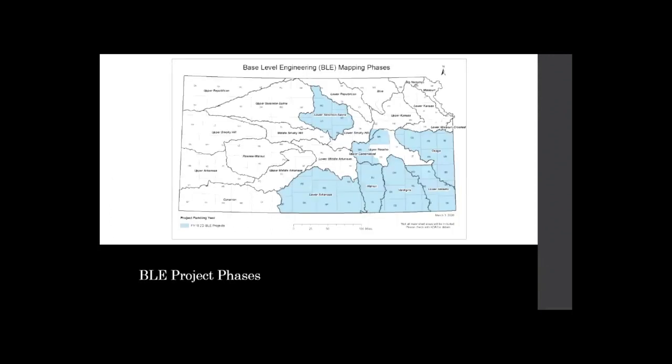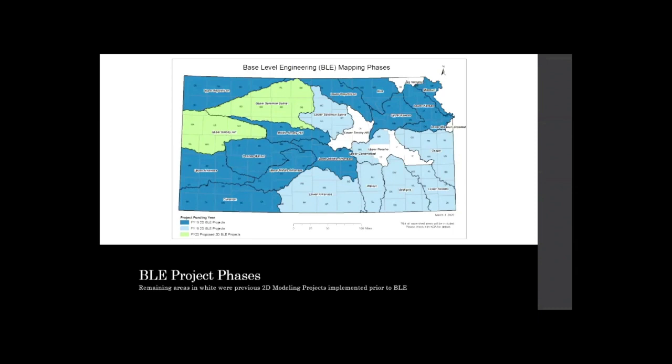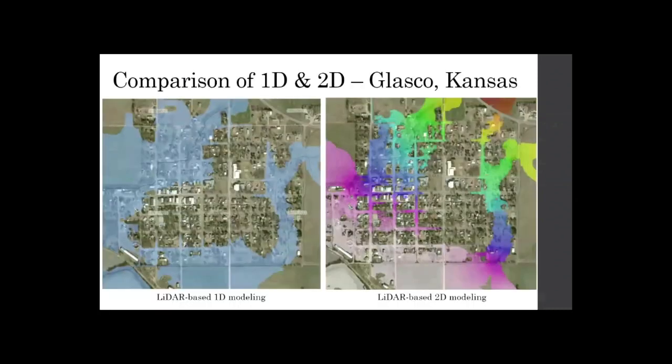We've done our base level engineering in different project phases. The first phase here was for FY18. We covered all these areas in blue. In FY19, we have 2D BLE projects filling in for these darker blue areas. And then with our proposed FY20 grant, we are filling in these other remaining areas out west. So this is pretty much a statewide 2D base level engineering data set. These remaining areas shown in white here were previous 2D modeling projects that were implemented prior to the BLE process that we're doing, but we still have updated data for these areas.